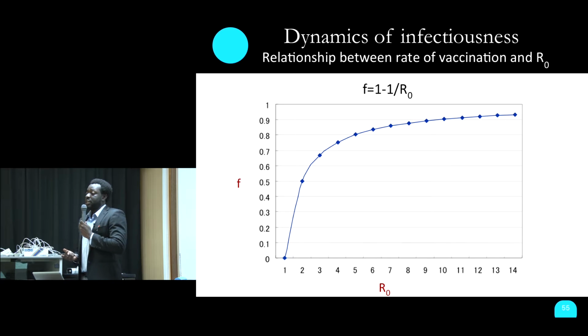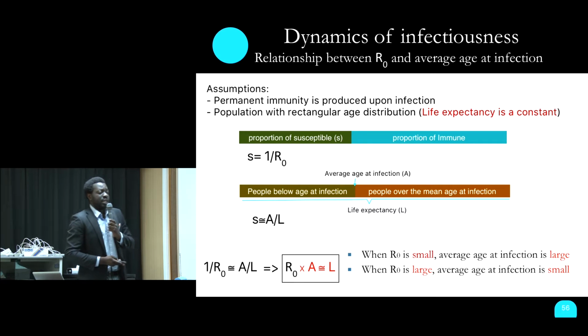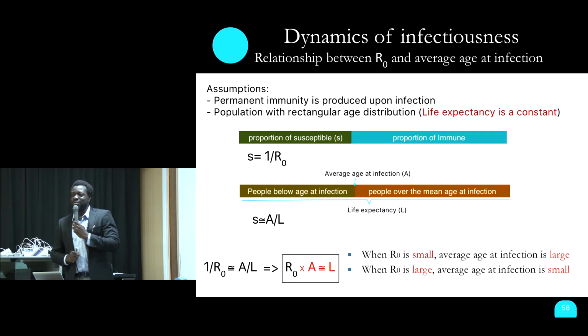Another message is that you don't need to vaccinate everybody, because those who receive vaccination, those who are immunized, can indirectly protect those who are not immunized. And this is what we call herd immunity. Let's make it a little bit complicated, okay? But also simpler at the same time.